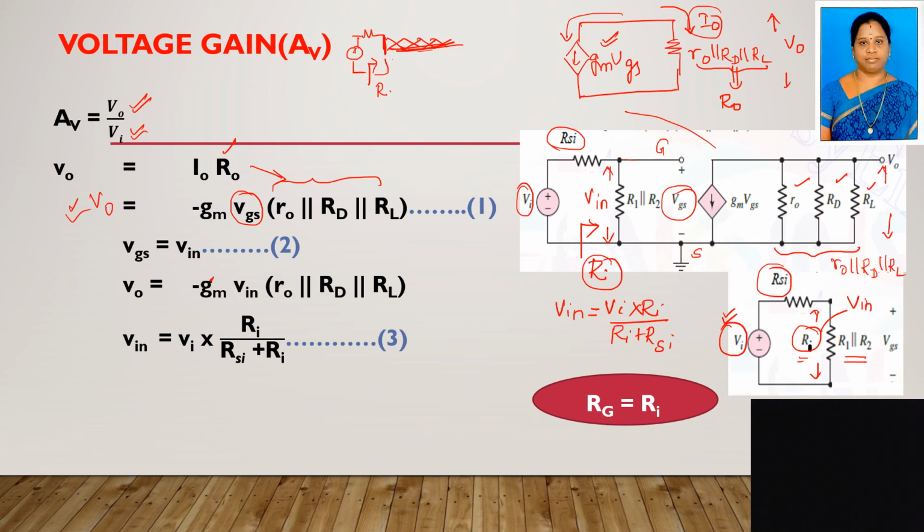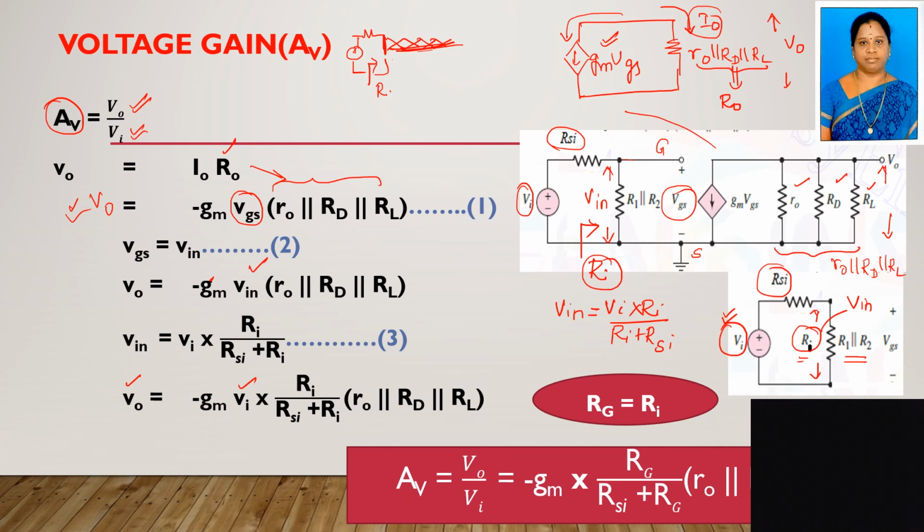Clear? So the third equation you have to substitute in place of Vin. You will get Vo equal to minus Gm into Vi Ri by Rsi plus Ri, into ro parallel to Rd parallel to RL. Now our required parameter is the voltage gain AV, which is Vo by Vi. Here we have Vo, here we have Vi. If I bring this Vi to the left-hand side, I will get AV, right? So up to here, the analysis of the common source amplifier with the bypassed Rs is over.